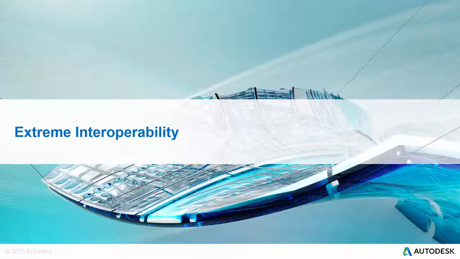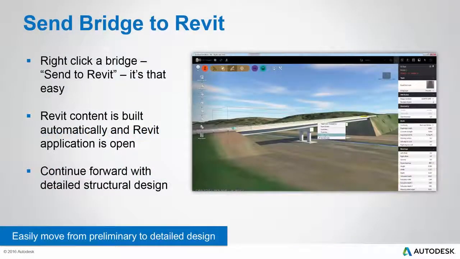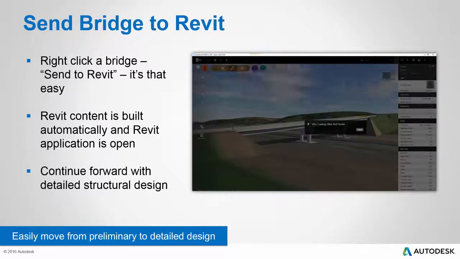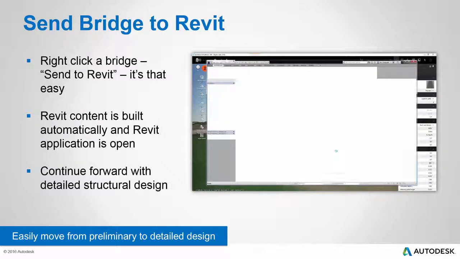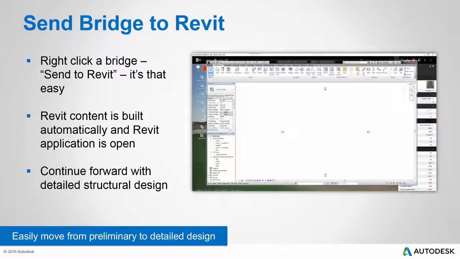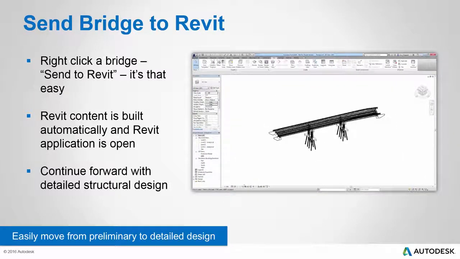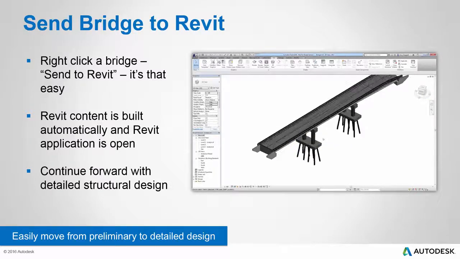In this next section, we'll cover extreme interoperability. For example, you can simply right-click a bridge in InfraWorks 360, one that was created with the Bridge Design tools, and select the Send to Revit option. InfraWorks 360 will automatically process that bridge information, create Revit families and other content that it needs, and send that information to Revit. It'll even open the Revit application for you, and you can jump in and start completing your detailed design.